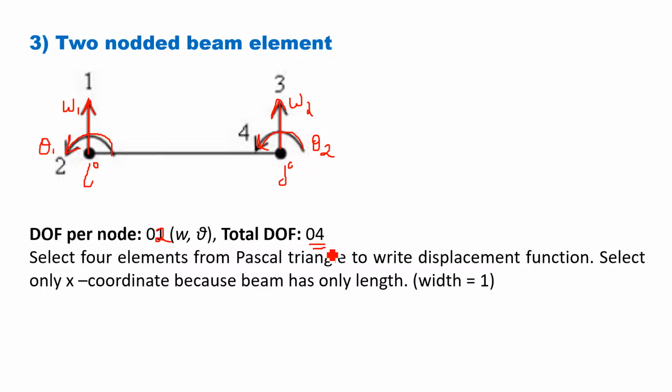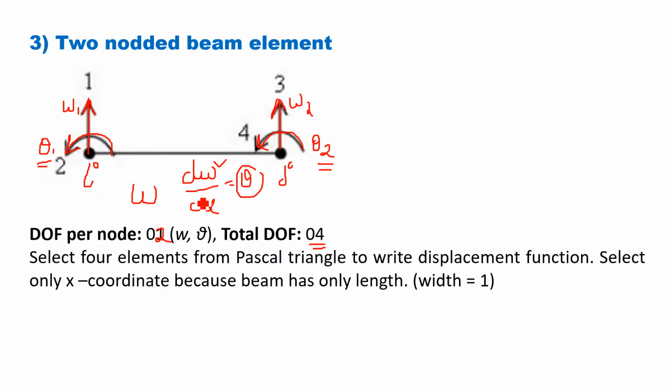Now remember, since beam is a bending element, this theta 1 and theta 2 are not primary unknowns. This theta 1 and theta 2 we can determine if we know the deflection. If we know W is a deflection, dW by dx is the slope, that is theta. Right? This is equal to theta. It means theta is not an unknown actually. If we know W, we can determine the theta.